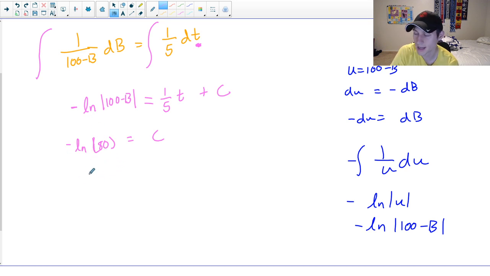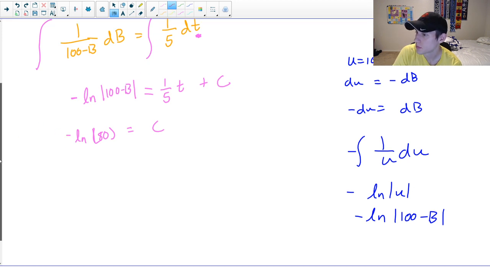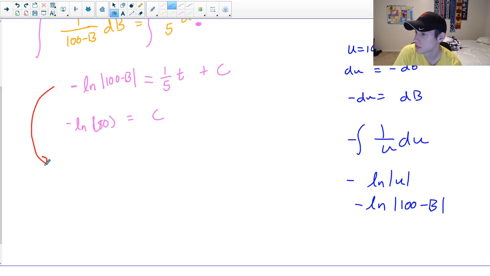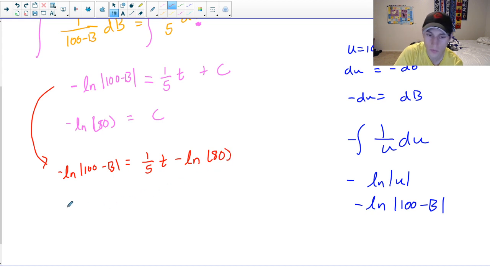That's not the prettiest constant to have. Like our last constant was negative 1, I think. So that was nice, but oh well. All right, so we know c, so let's use this again, but now we know what c is. So negative natural log 100 minus b equals 1/5 t plus c, but plus c we just decided is minus natural log of 80.